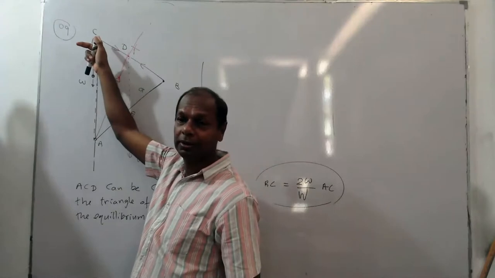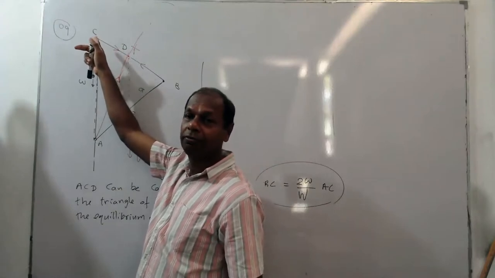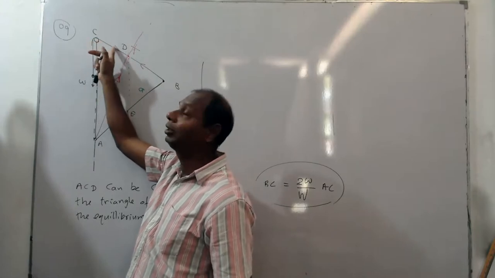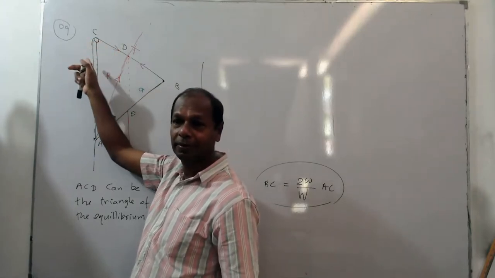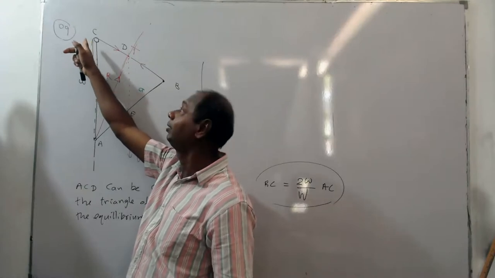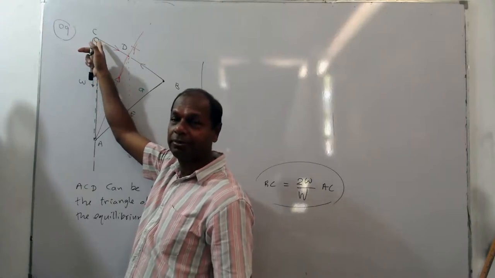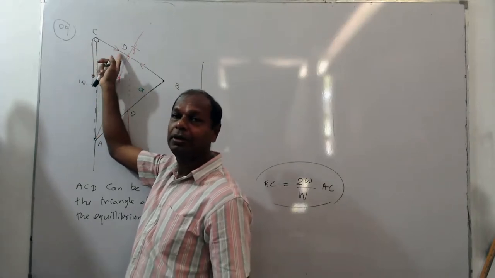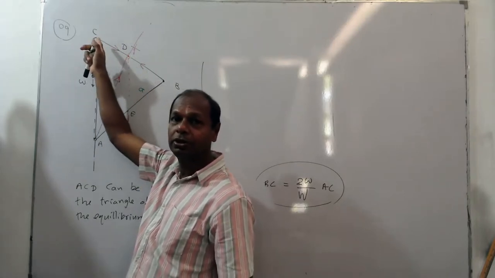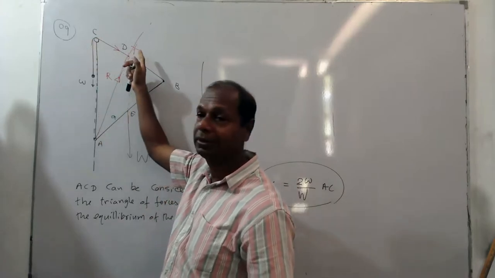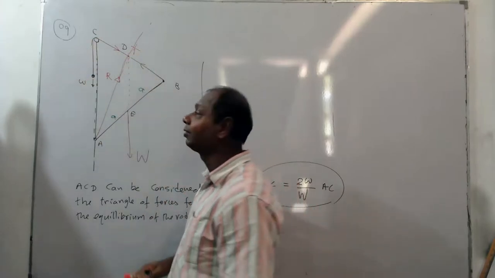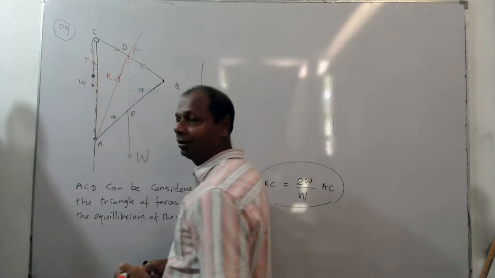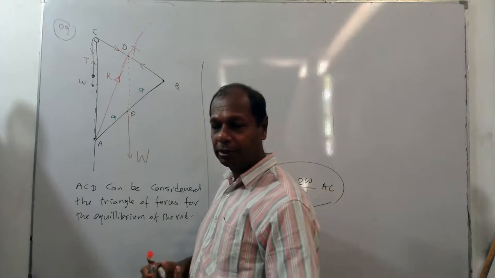Why is the pulley smooth? If not, there will act a frictional force here. With a frictional force, the tensions will be different. If there is a frictional force here, that will make the difference between the tensions. But now it's moving, running over the smooth pulley, so the tension T will remain the same on the other side also.